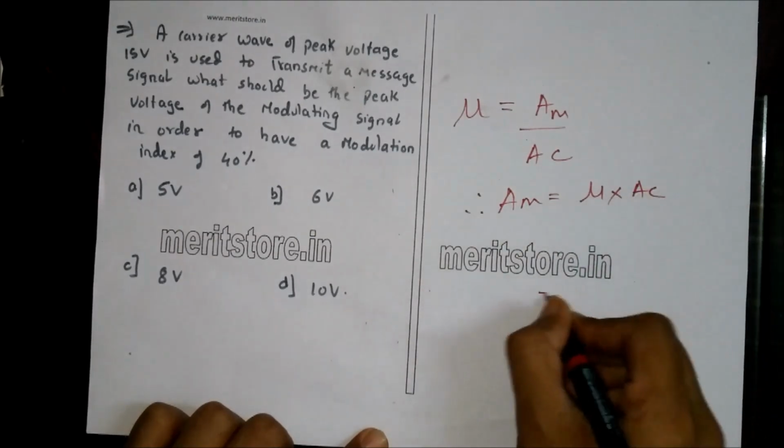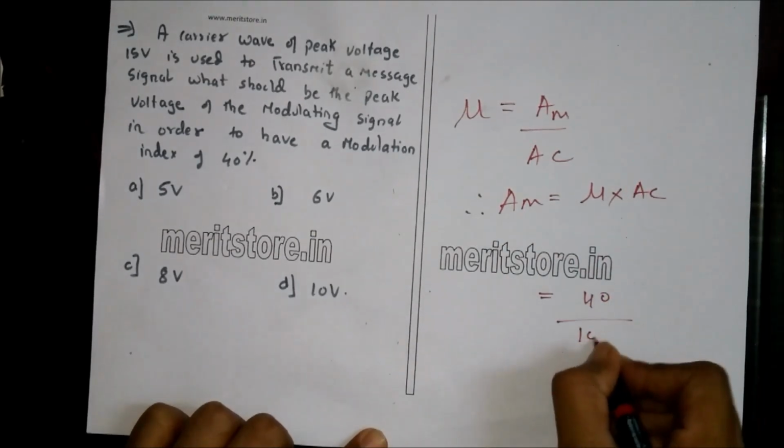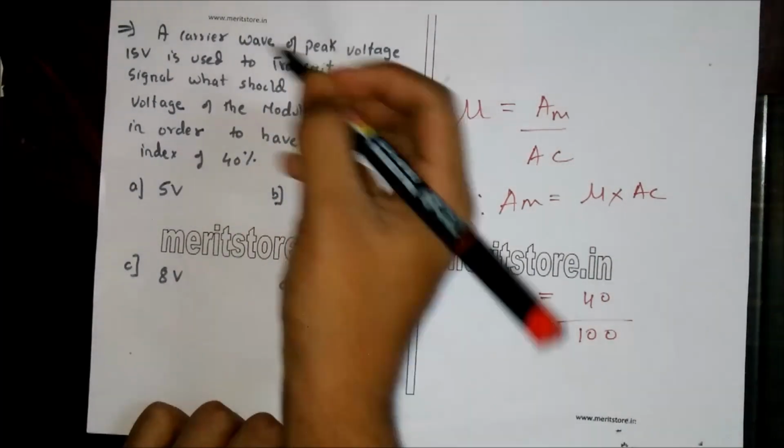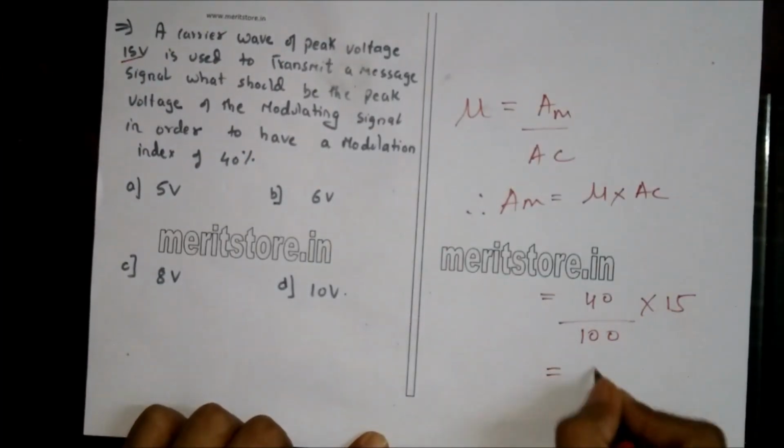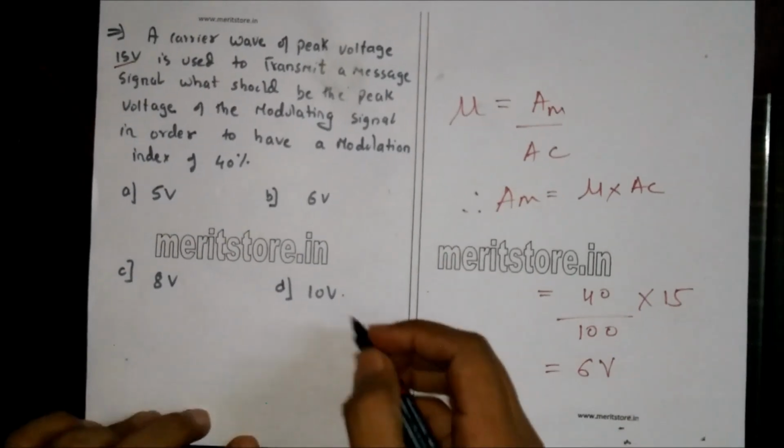We know that mu is 40%, so it is 40 upon 100. And we know that AC is equal to 15, which is given right here, into 15. So the answer is 6 volts. So the correct option is option B.